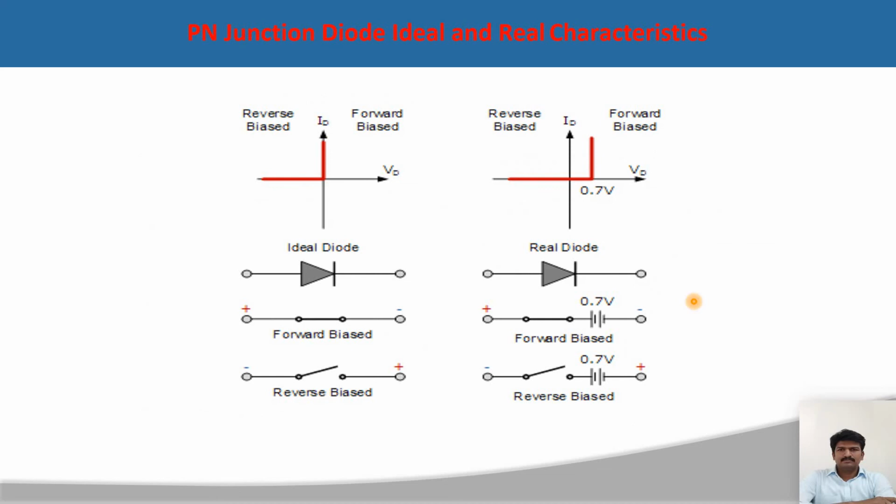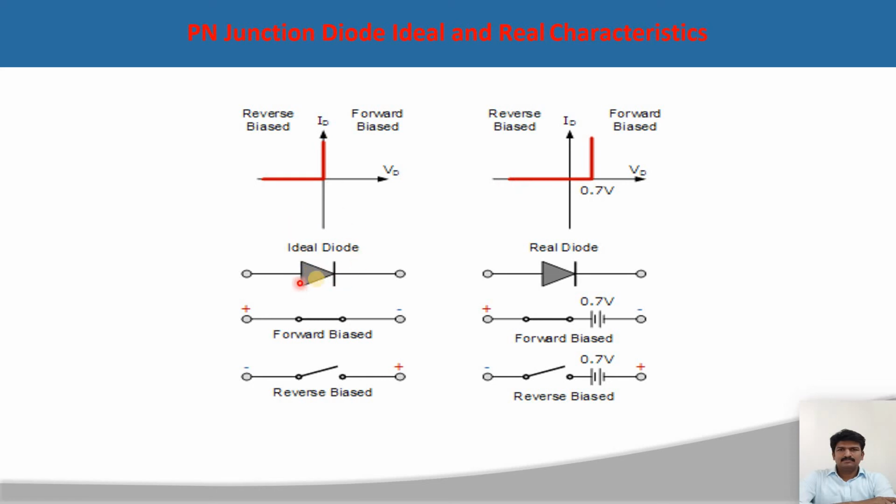The ideal diode and the real characteristics. The ideal diode is like this. It means there is no conduction in the reverse bias, and we have full conduction in the forward bias. But practically it's not possible to have conduction from the initial stage of applying voltage, that is, from VD equal to 0 onwards. The practical one is like this. Conduction takes place only after the cut-in voltage, turn-on voltage, or threshold voltage in the forward bias. In the reverse bias, there is no current.